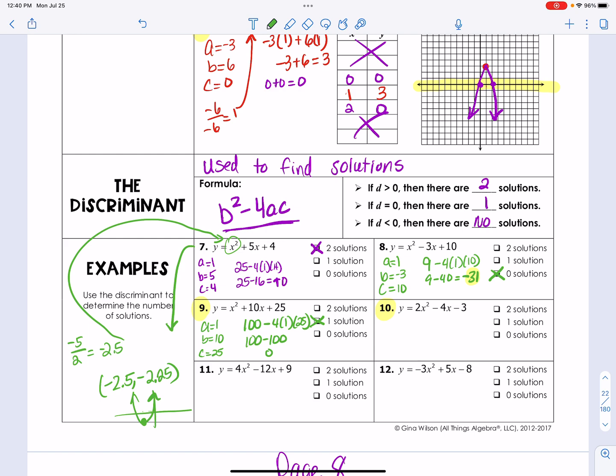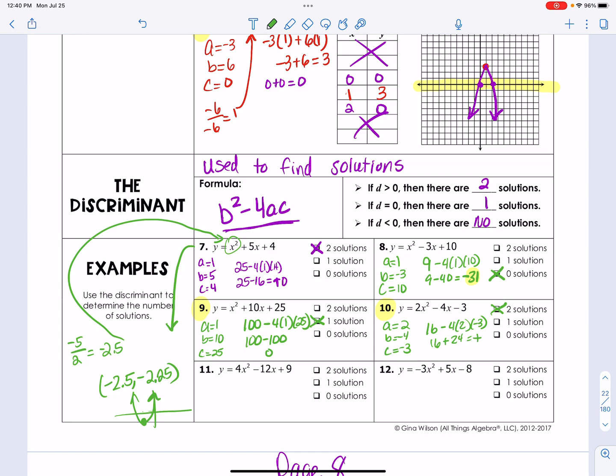Okay, so if I do this one, my A is 2, my B is a negative 4, and my C is a negative 3. So b squared, negative 4 times a negative 4, that's 16, minus 4 times a times c. So 4 times 2, that's 8. Negative 8 times a negative 3 is a positive 24. So that means this answer is going to be positive. Yes, it's going to be a positive 40, which we just need to know, is it positive or negative?